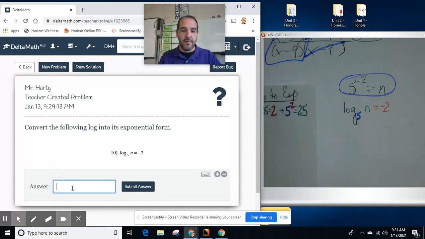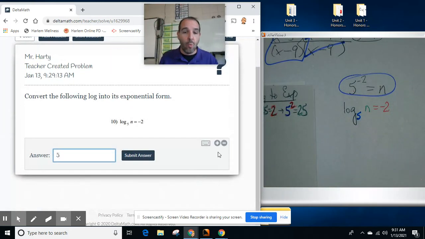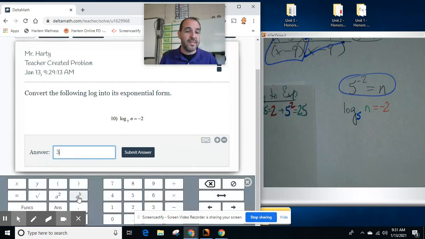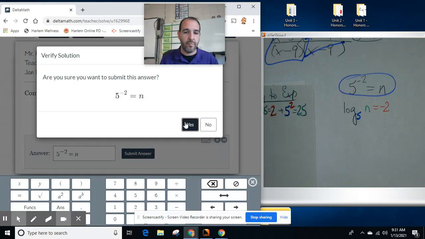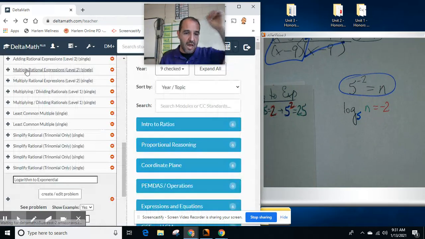So let's see here. 5. And again, when you're putting this in, you can either use this AB, okay, get that up there, or you can use Shift 6. They both will work. -2 equals 10. Yay! Okay.